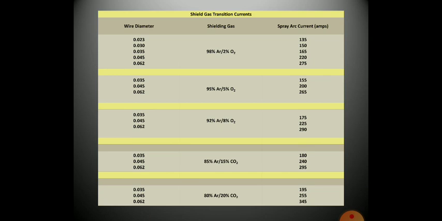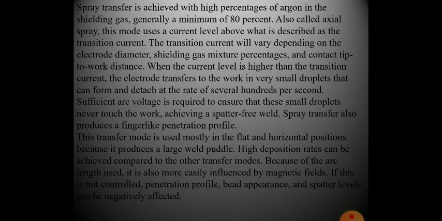As you can see, this combination, the 80% argon, 20% CO2, requires another kind of spray current amperage. So this chart is basically providing the transition current. And when we talk about spray transfer, it is achieved with a high percentage of argon in the shielding gas, as we saw in this particular chart, generally a minimum of 80%, and that is also called axial spray. This mode uses a current level above what is described as the transition current as well.